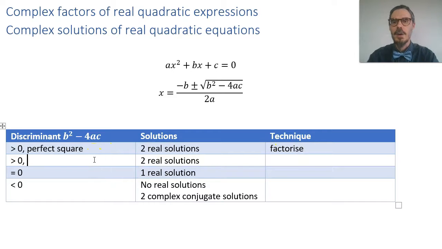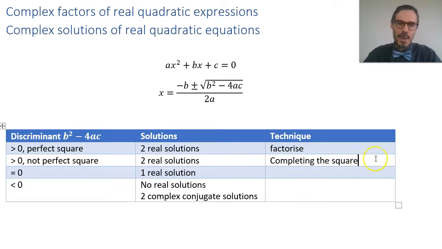If it's greater than 0 and it's not a perfect square, then you're going to sit there a very long time trying to directly factorise it by splitting up the middle term. However, you can solve it quite easily by completing the square. If you've forgotten how to complete the square, again, I'll provide some links for you for how to go about doing that. If the discriminant is 0, there is going to be only one real solution. It should be pretty easy to do, but what you've actually got is a perfect square. So I'm still going to say completing the square is the technique to use.